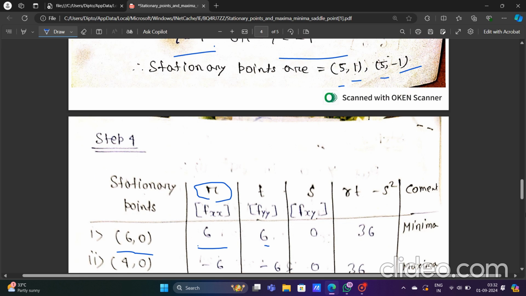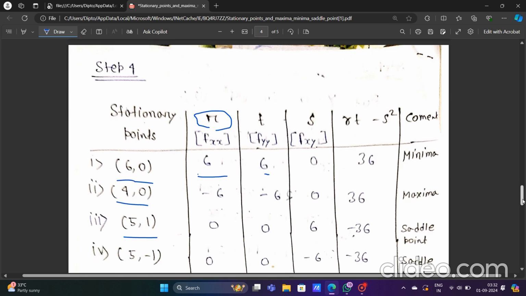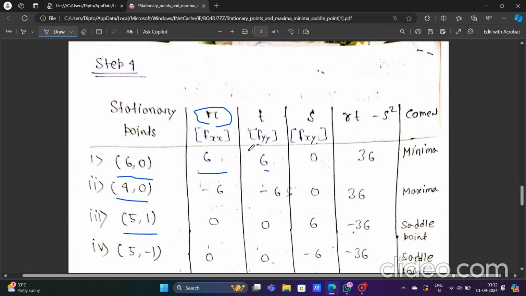Similarly, we will find out fyy and we will put the values of x and y. The value of x will be 6 and the value of y will be 0. Similarly in fxy, we will put the value of x and y, and by calculating rt and s, we will find out rt minus s square. Now as you can see, it is positive and r and t both are positive.